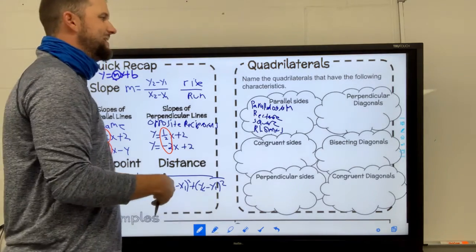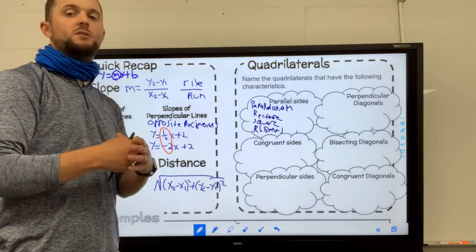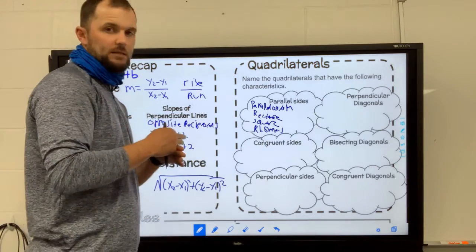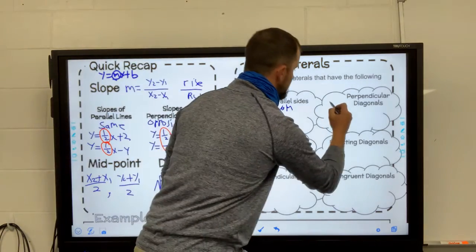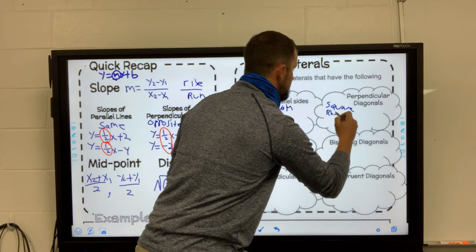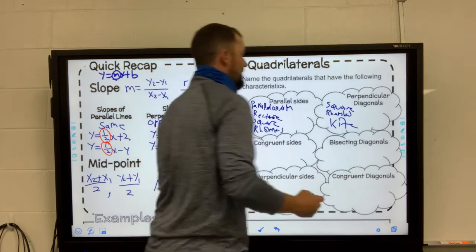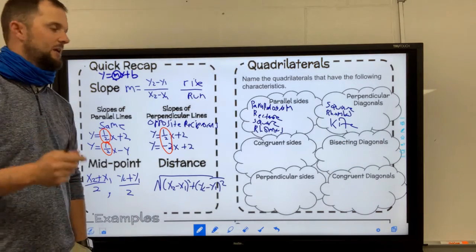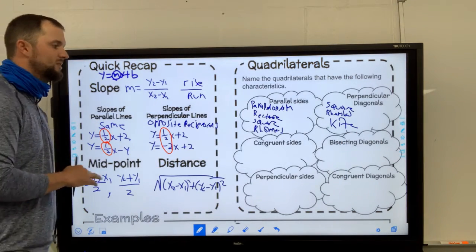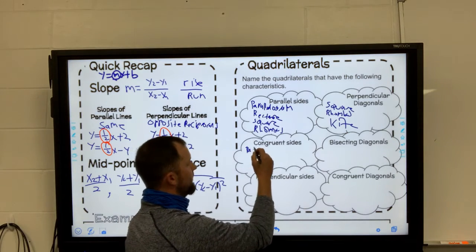Perpendicular diagonals, meaning when I draw those diagonals, which ones make 90 degrees? I know a square is going to do that, a rhombus is going to do that, and also a kite from our old stuff. So we can use that to help us. Okay, which ones have congruent sides? So I know a parallelogram.